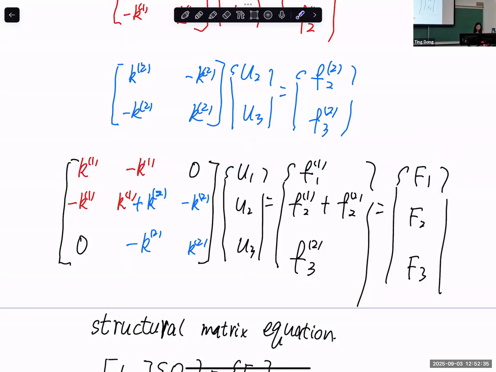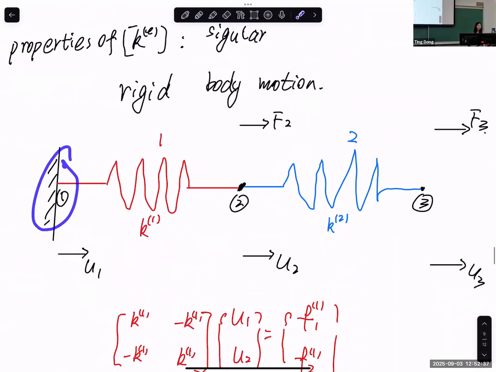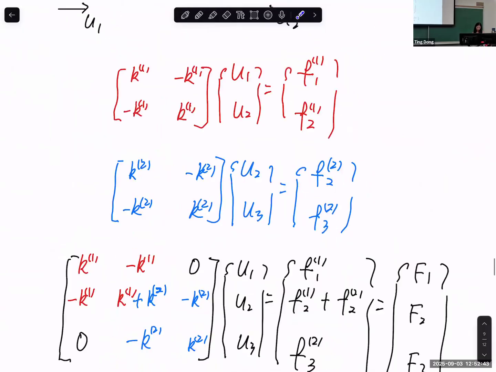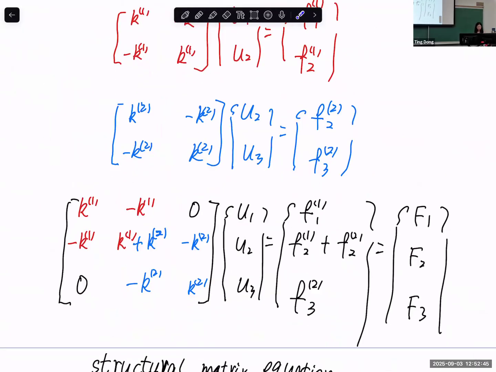Another thing is that, since this is a boundary condition, we know that U1 should always be 0 because it's fixed here. It cannot move. Back to the matrix vector operation, anything multiplied by 0 equals 0. So this column doesn't matter anyway. I can have any random values here. It all gets multiplied by 0. That's why we can delete the first column.